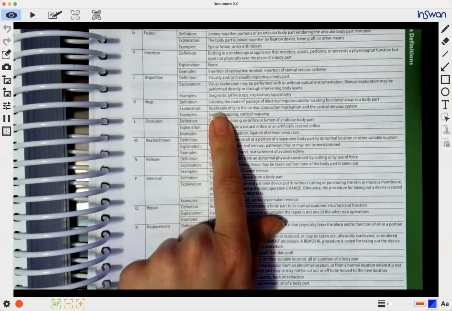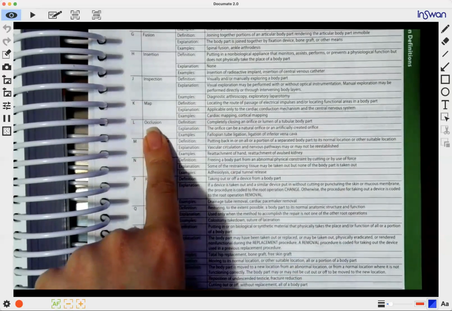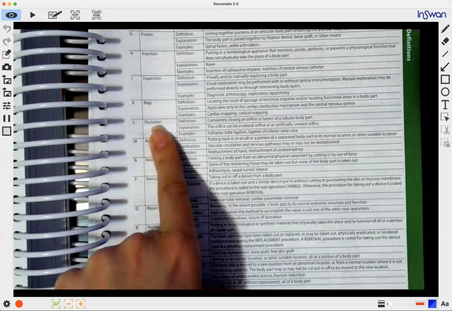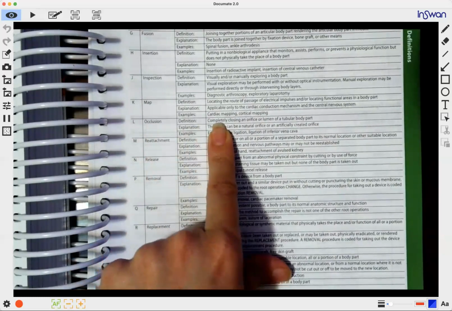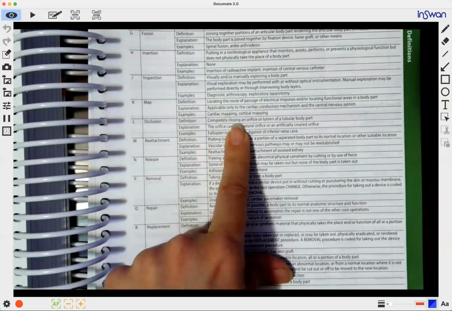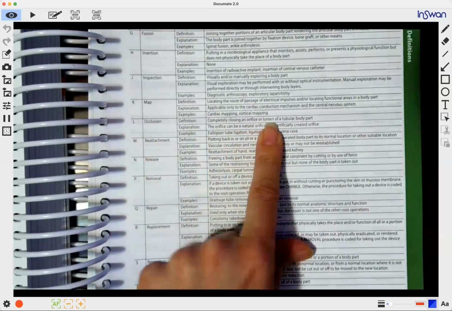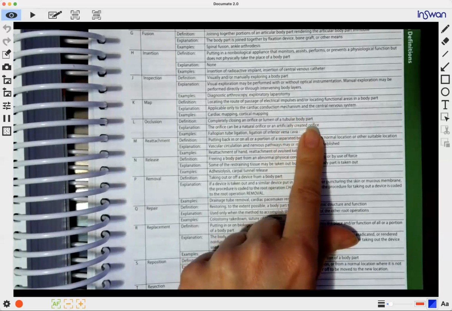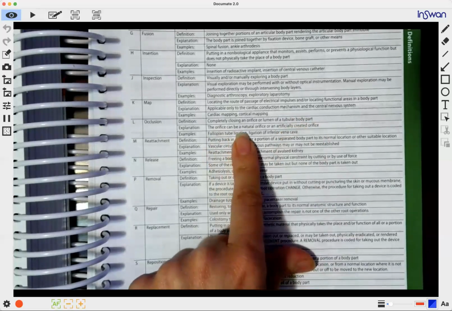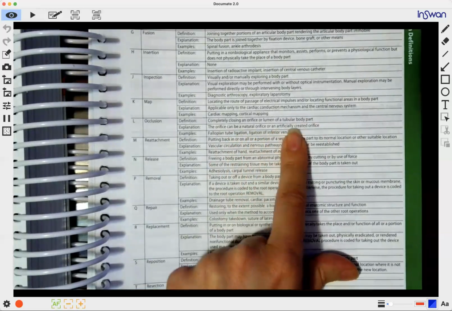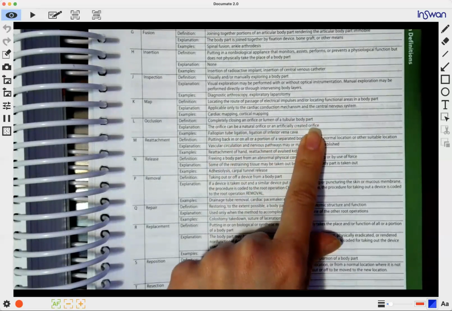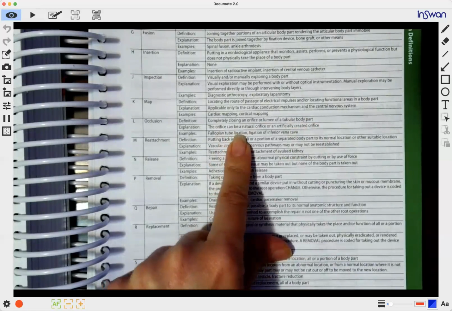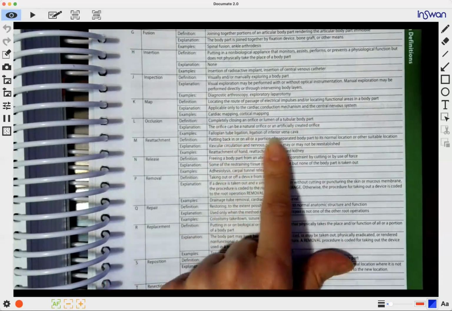We talked about dilation earlier, and now we have one that's occlusion. So with dilation, we were opening, and with occlusion, we're closing. So occlusion is completely, so not just narrowing it, but completely closing an orifice or lumen of a tubular body part. So this is only applicable to tubular body parts. The orifice can be a natural orifice or an artificially created orifice. So a tubal ligation is a good example of an occlusion. They completely close them off. Ligation of an inferior vena cava.